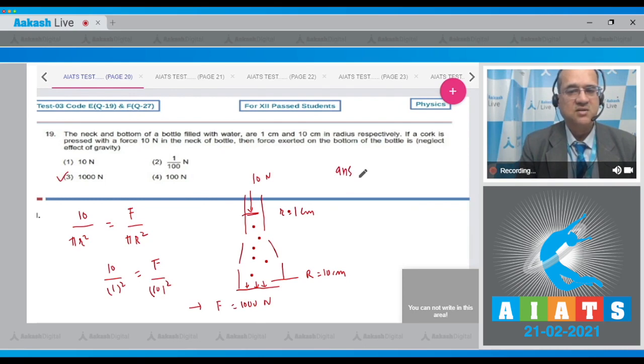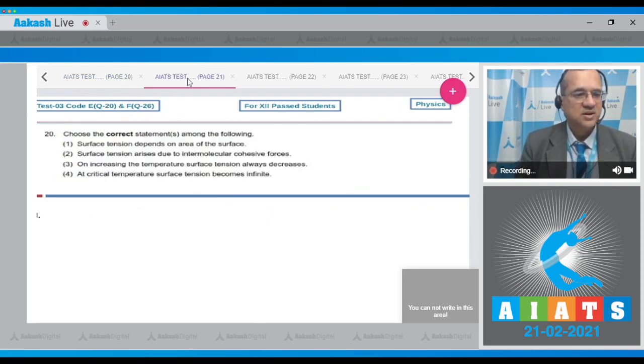So the answer is 3. Question number 20: choose the correct statement among the following. The surface tension depends on the area of the surface. That is a false statement. Surface tension arises due to intermolecular cohesive force. So that's the truth. On increasing the temperature, surface tension always increases. It depends on the nature of the liquid also. At critical temperature, surface tension becomes infinite. No, it's wrong. This is 0. So the correct option is the second one, that surface tension arises due to intermolecular force of attraction. So the answer is 2 to this question.